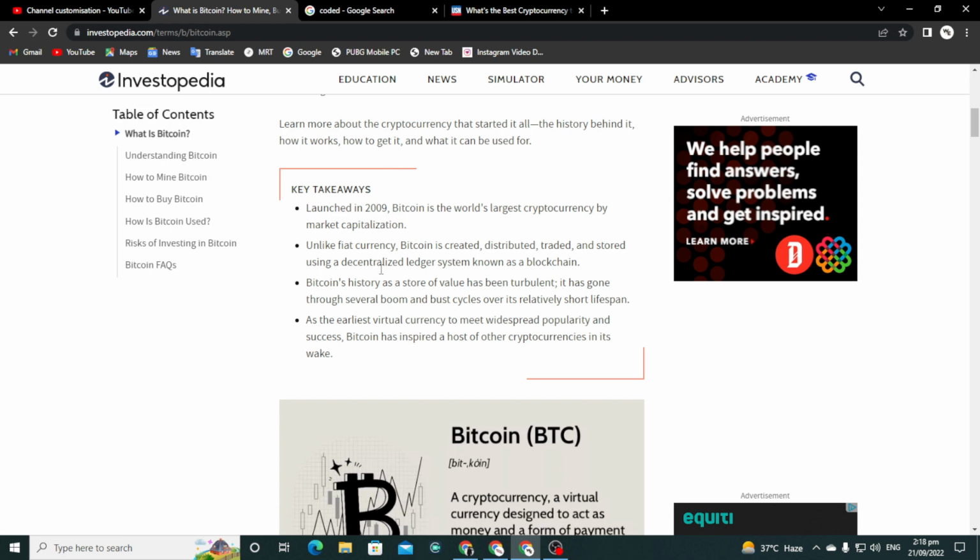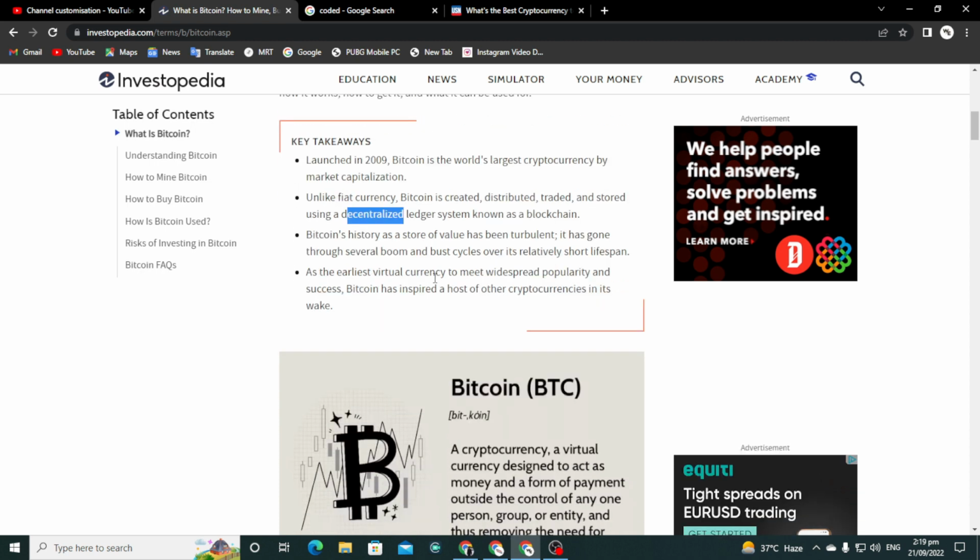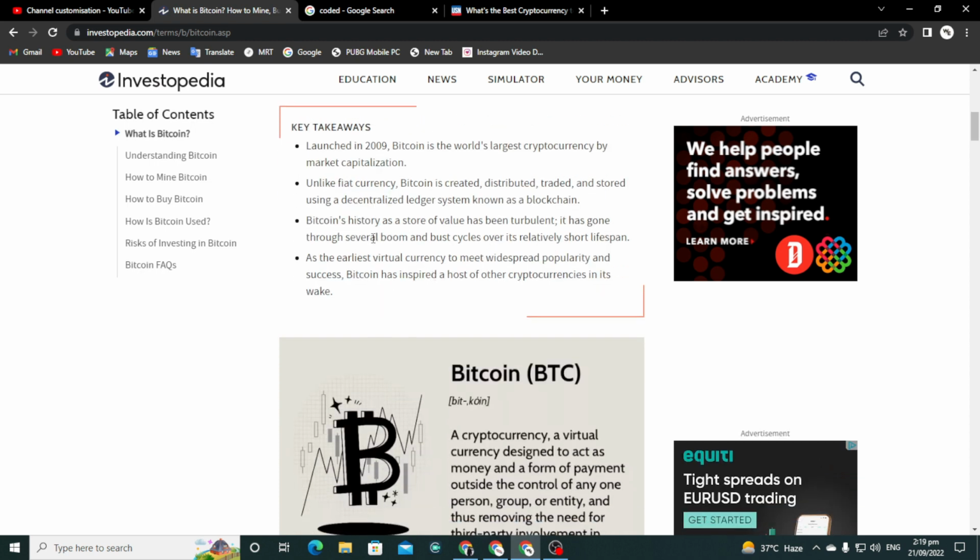But we have to know a bit more about how it came into existence actually, and how it actually works, where we can buy it, how to trade it, and why people trade it, and why it is important. So, unlike fiat currency, Bitcoin is created, distributed, traded, and stored using a decentralized ledger system known as blockchain. Okay, a decentralized system called blockchain. The base of cryptocurrency is blockchain and decentralization. The reason for introducing Bitcoin is decentralization. We will talk more about decentralization in later videos, when we will be talking about Web 3.0 and all. Currently we will stick to Bitcoin.